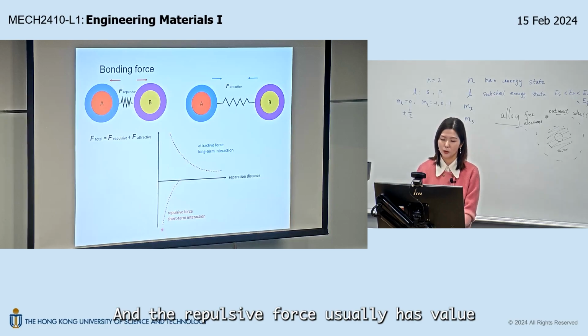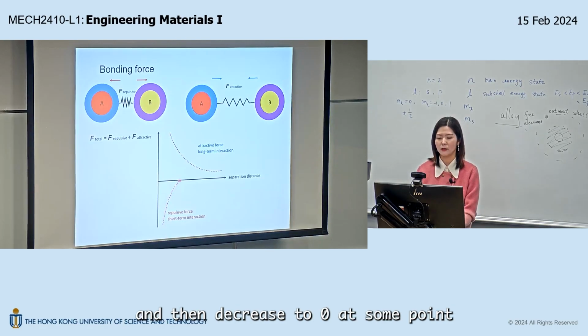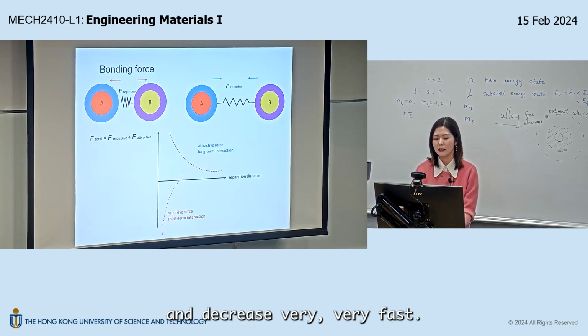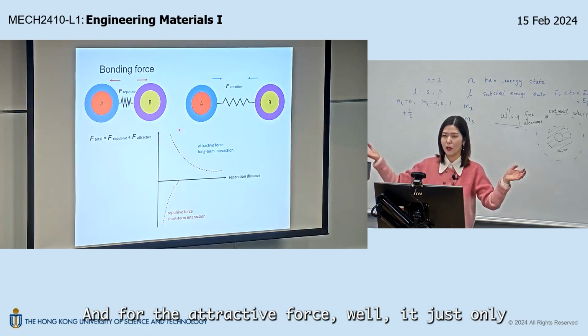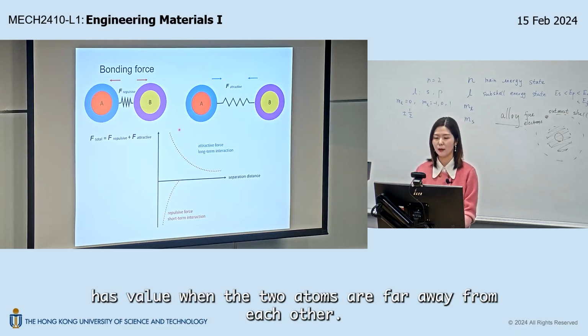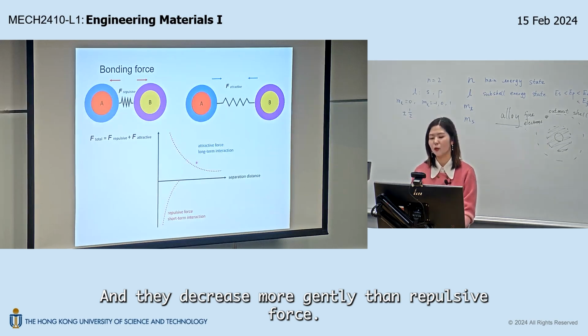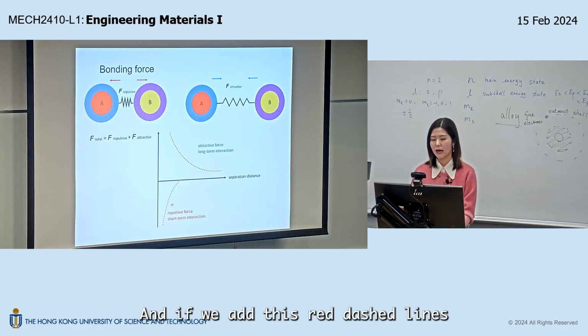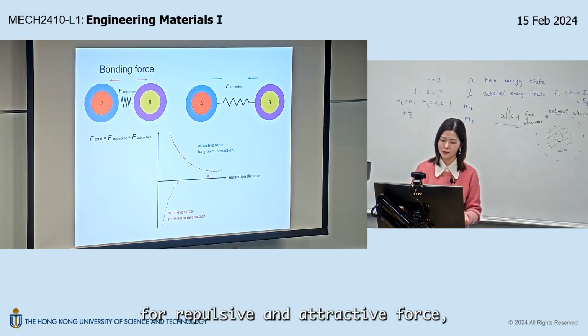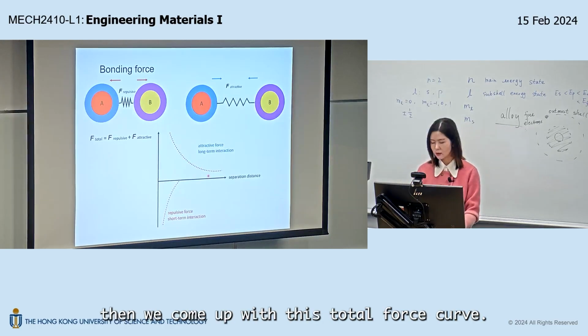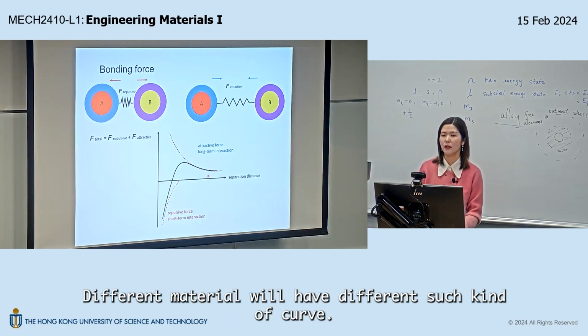The repulsive force usually has a value and then decreases to zero at some point, decreasing very, very fast. The attractive force only has value when the two atoms are far away from each other, and it decreases more gently than the repulsive force. If we add these red dashed lines for repulsive and attractive force, we come up with this total force curve. Different materials will have different such curves.